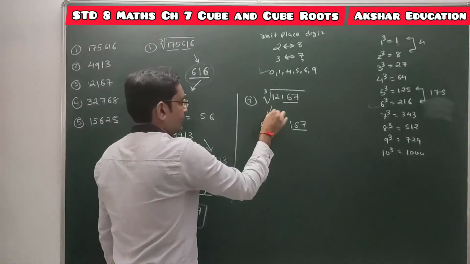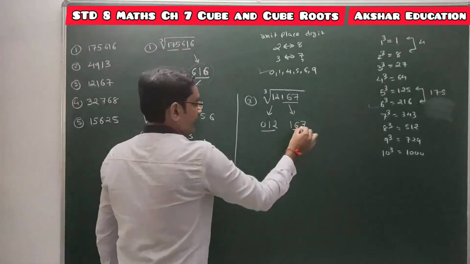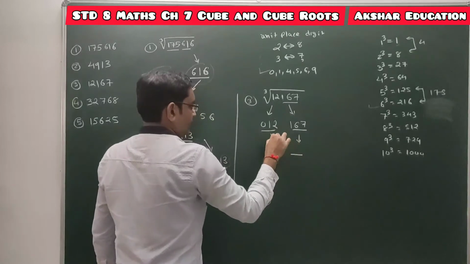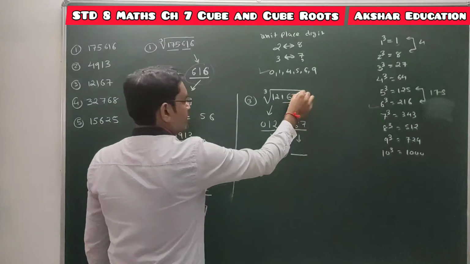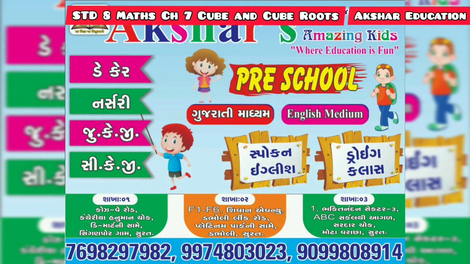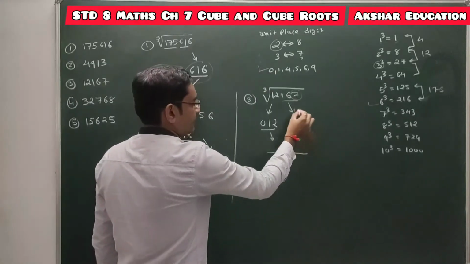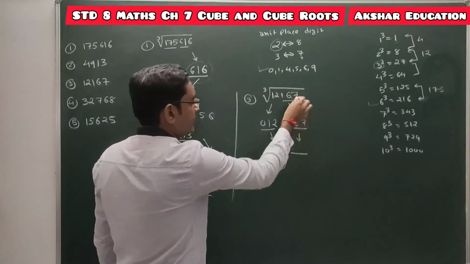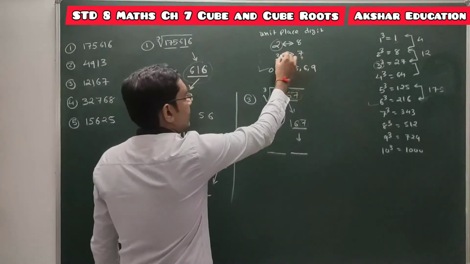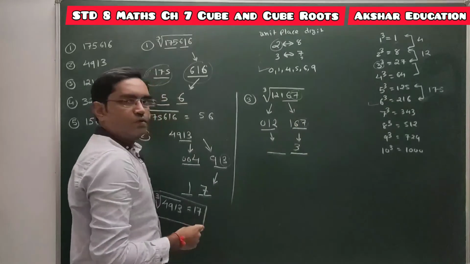You have to divide the number into groups of 3 digits. From here we are getting the unit place digit, and from here we are getting the tens place digit. So if the unit place digit of the given number is 7, the group is 167. So here the unit place digit is 7. If the unit place digit of the number is 7, and we take the cube root of that given number, we get 3 as the unit place digit. So from this first group we get 3 as the unit place digit.